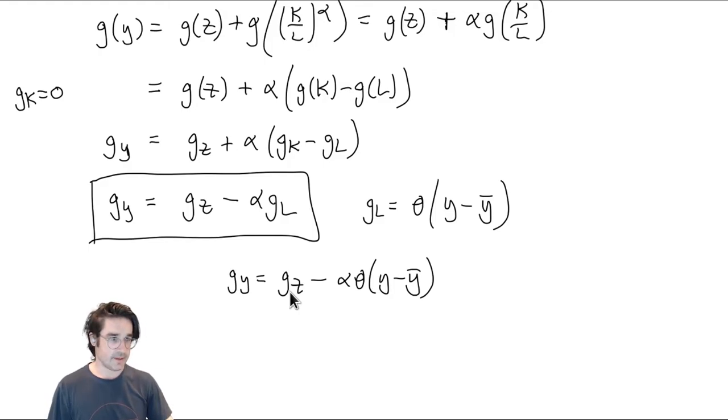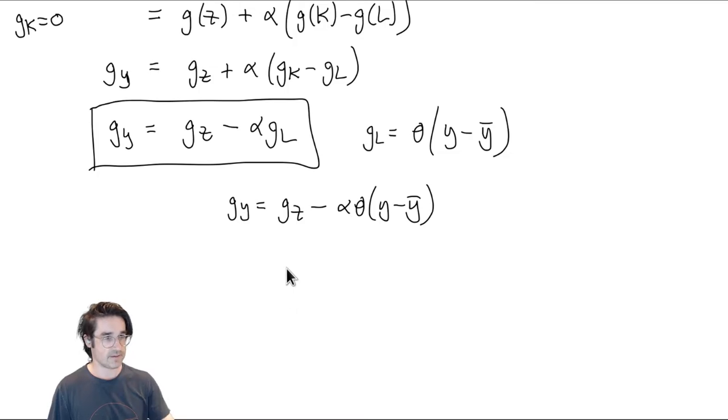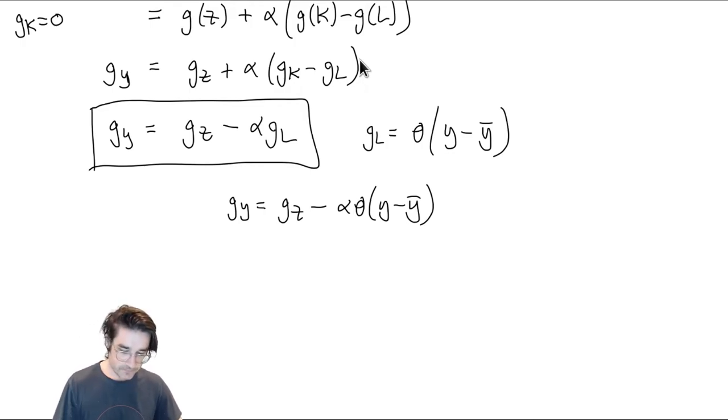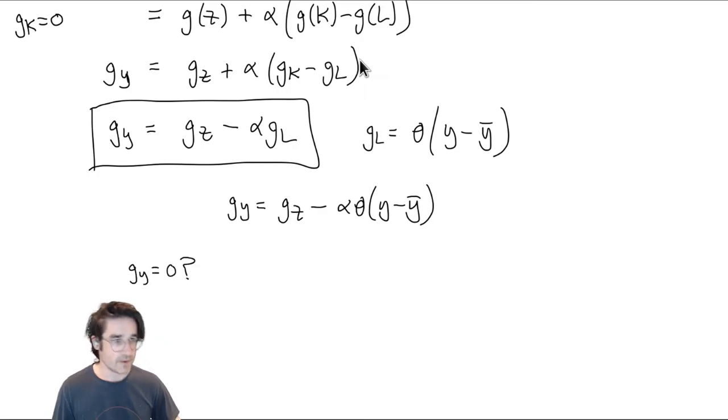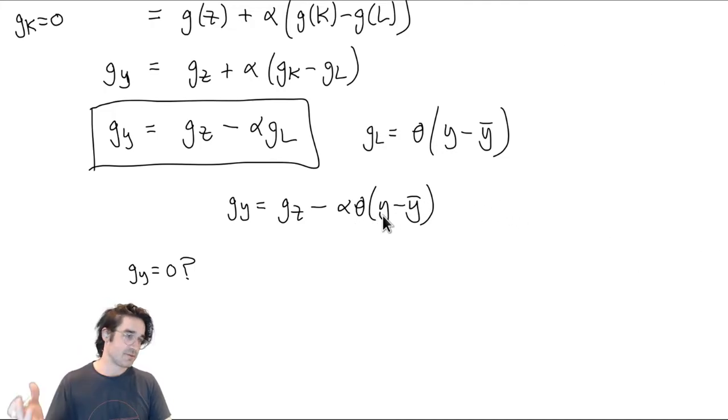But we don't need to restrict ourselves to the world where g_z equals zero. We can think about when g_z is potentially positive. If we're looking for a steady state, what's a point where g_y is equal to zero? We still have the problem that if g_y was positive, y would be growing exponentially, and eventually this would go negative, which is a contradiction. If g_y was negative, then y would be going to zero, and this would converge to g_z plus alpha theta y bar.